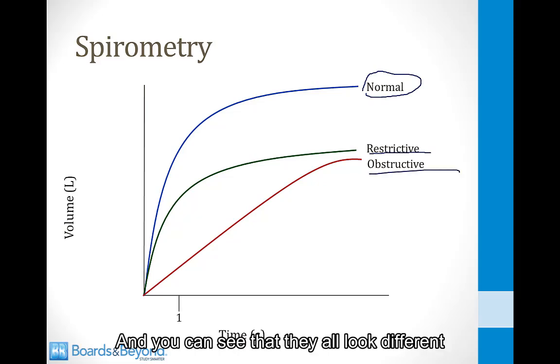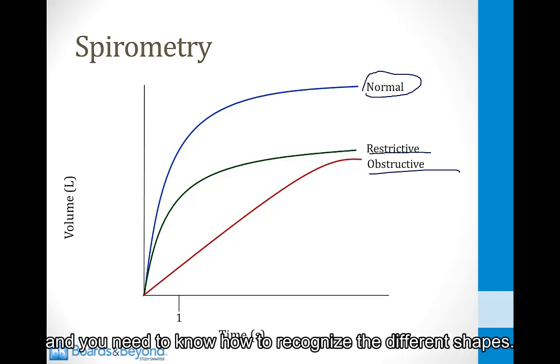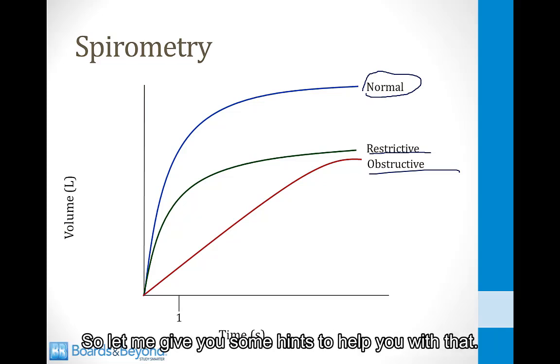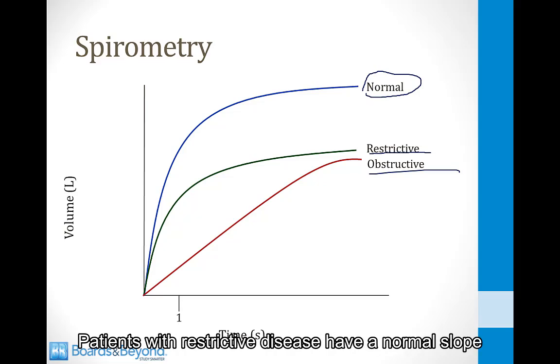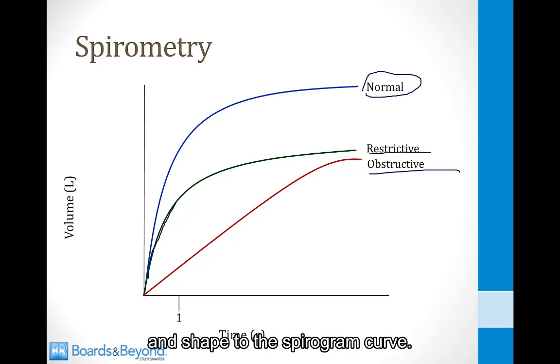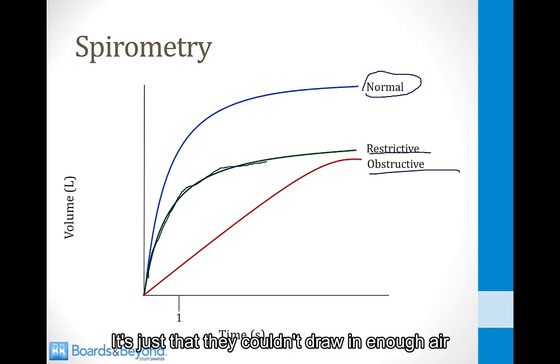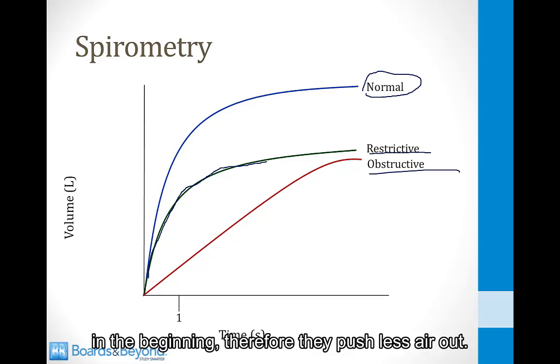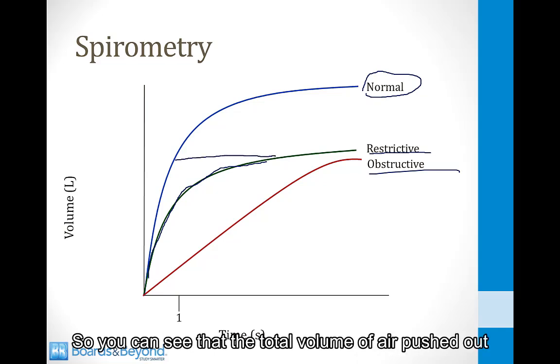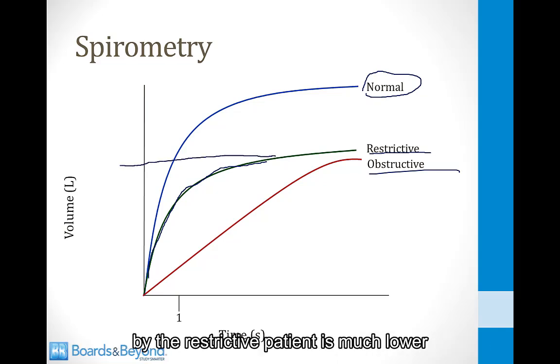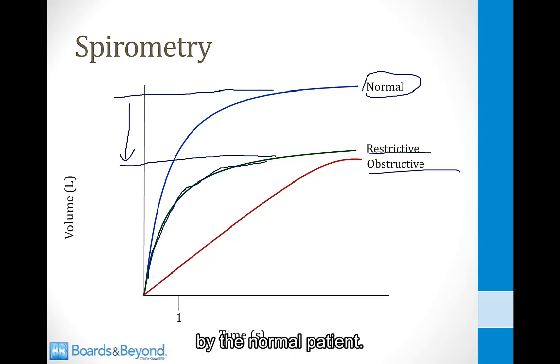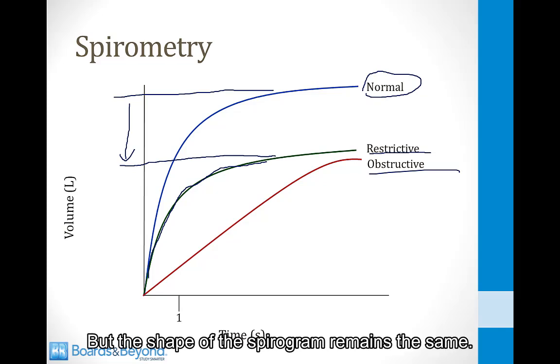And you can see that they all look different, and you need to know how to recognize the different shapes. So let me give you some hints to help you with that. Patients with restrictive disease have a normal slope and shape to the spirogram curve. They don't really have a problem with the mechanics of getting the air out. It's just that they couldn't draw in enough air in the beginning, therefore they pushed less air out. And so you can see that the total volume of air pushed out by the restrictive patient is much lower than the total volume of air pushed out by the normal patient. But the shape of the spirogram remains the same.